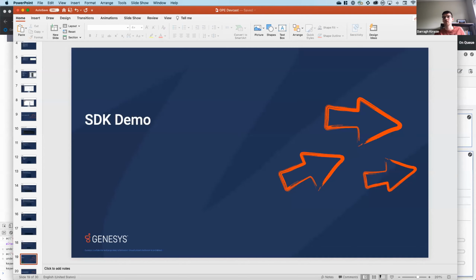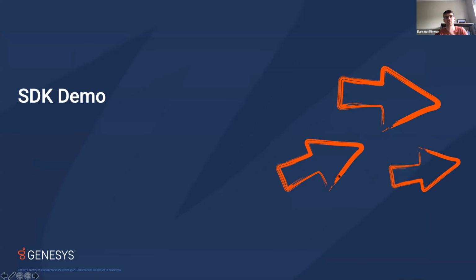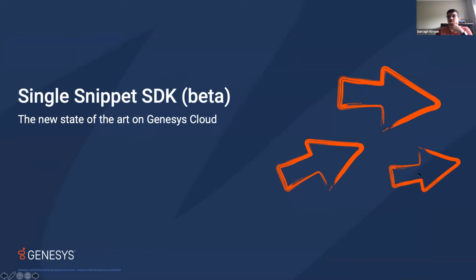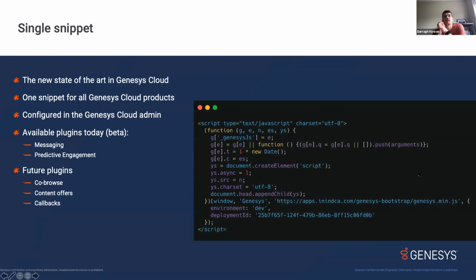Okay, I'll go back to our slides for a second because I want to touch on something new that's coming out, the single snippet SDK. So the single snippet SDK is the new state of the art in Genesys Cloud. It's one snippet for all of our products. So where today we need widgets and the Predictive Engagement SDK to load separately on the website, this is going to get rid of all of that. It's going to be one snippet for all Genesys Cloud products. We're going to configure how it all works in the Genesys Cloud admin. I'll show you a screenshot of that in the next slide.